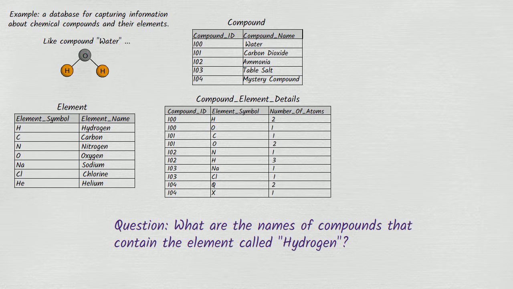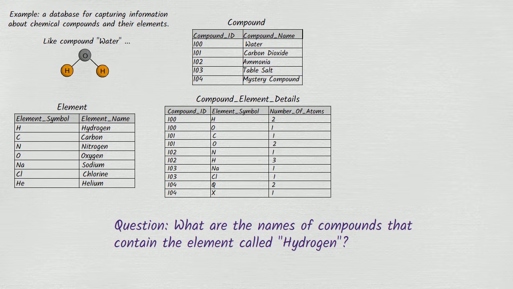The compound element details table is helpful in that it tells us about the elements that make up each compound, but still it doesn't quite give us what we want because it doesn't give us names of compounds, only compound IDs. And similarly, it doesn't give us names of elements, only element symbols. The challenge we have is that the answer we're looking for can't just be obtained from one table. Instead, it has to be deduced from information in all 3 tables.